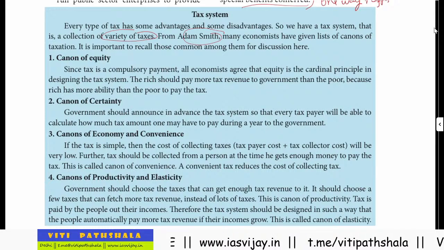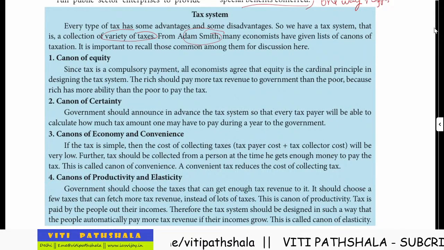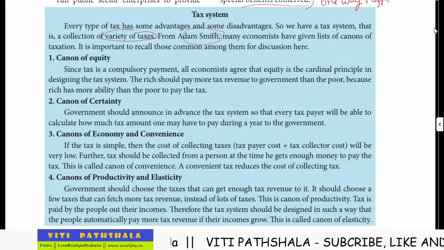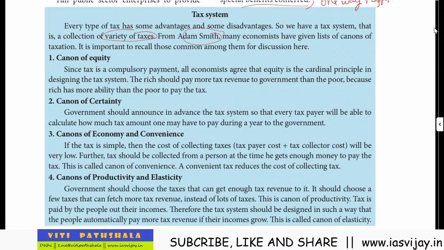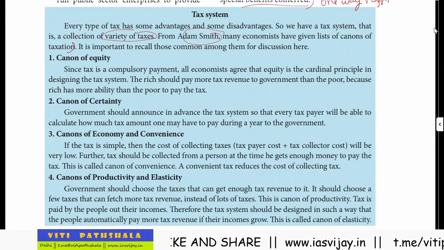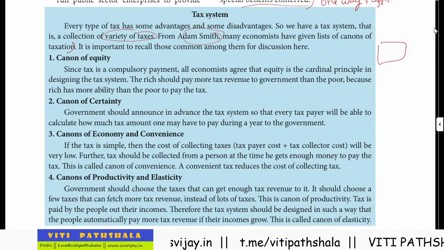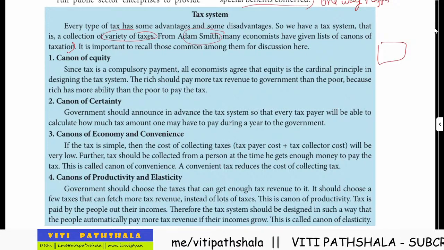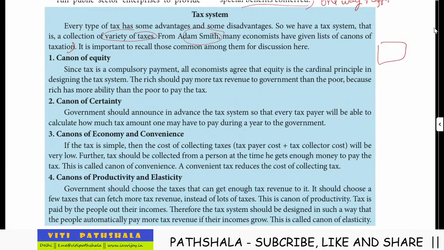Recall the earlier Tamil Nadu SCERT class where these things have been discussed. Adam Smith, who is the father of economics. Many economists from Adam Smith onward have given the list of the canons of taxation. Now, this is a black box in the Tamil Nadu previous class books. We have done that. Now, it is important to recall those common among them from the discussion here.